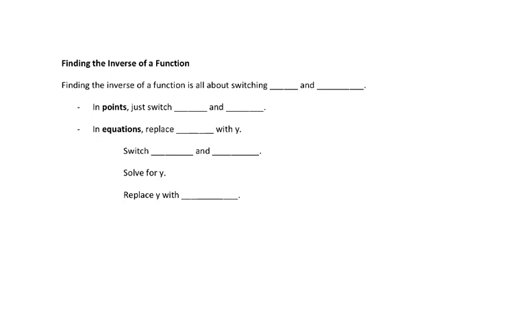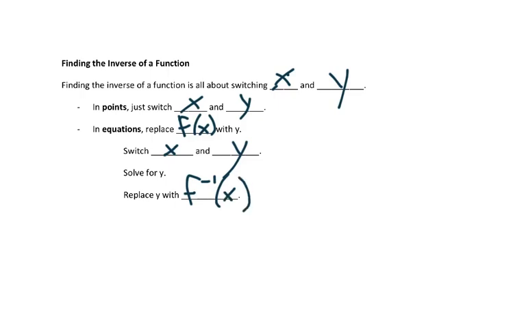So we can find inverses of a function. Inverses of a function are always about switching x and y. So if we have points, we just need to switch x and y, and we're done. That's the inverse. In equations, we replace f of x with y because they're the same thing, and we need to see that y. Then we switch x and y. Then we solve for y, and in the very end, we want to rewrite it so that we show we found the inverse, f inverse of x.